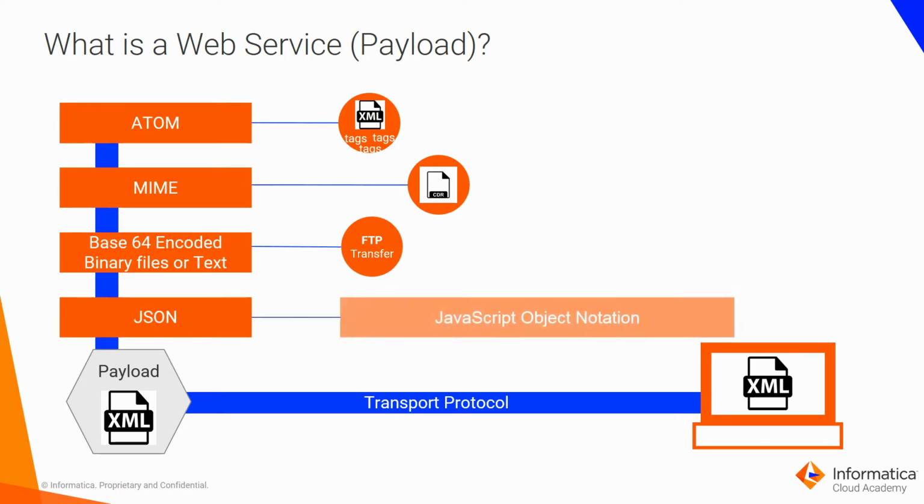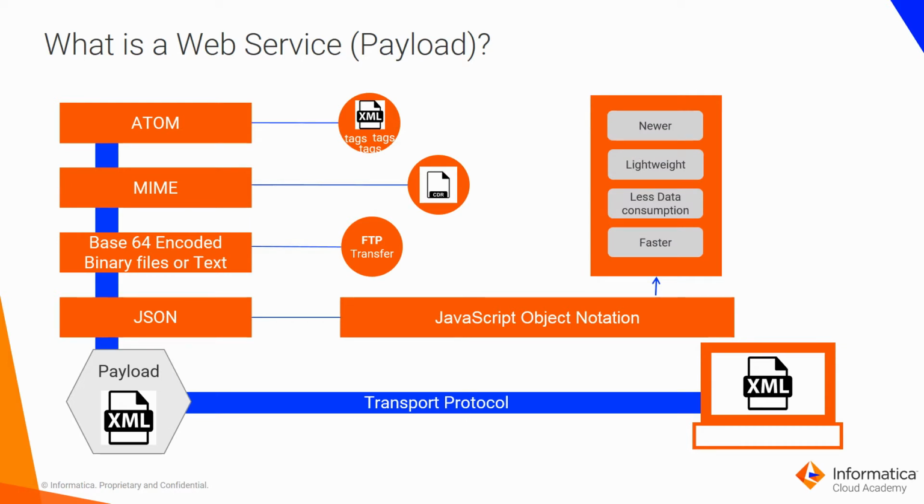JSON stands for JavaScript Object Notation. It is a self-describing language like XML, which is newer, lightweight, and consumes less data to send, and hence it is faster. It is currently not supported in Informatica Power Center, which is one important reason to use Informatica Cloud.